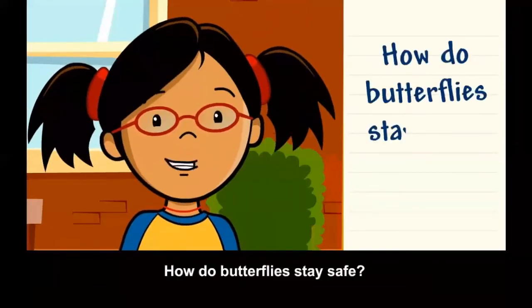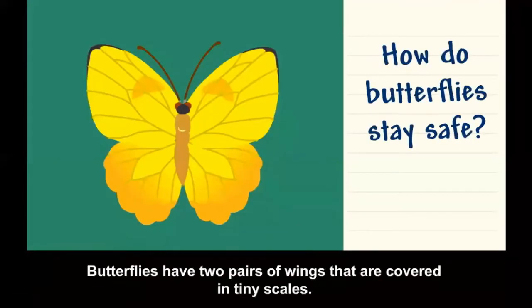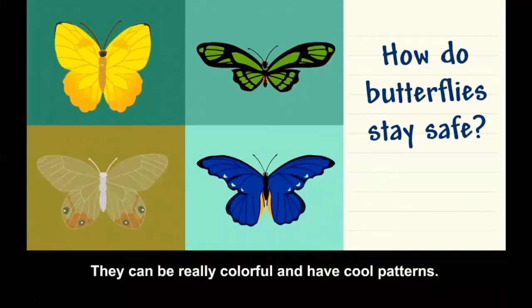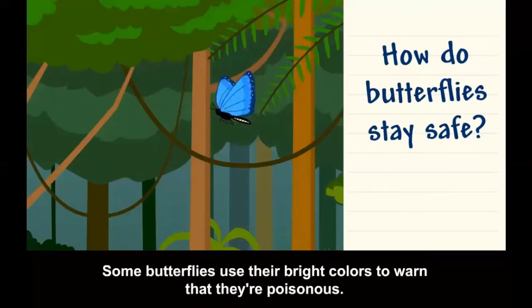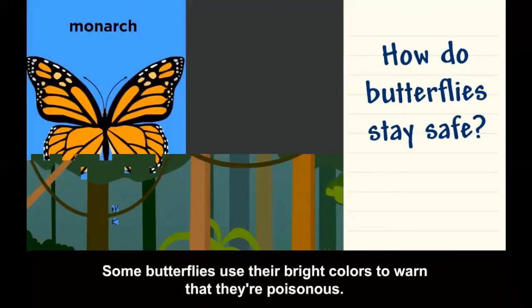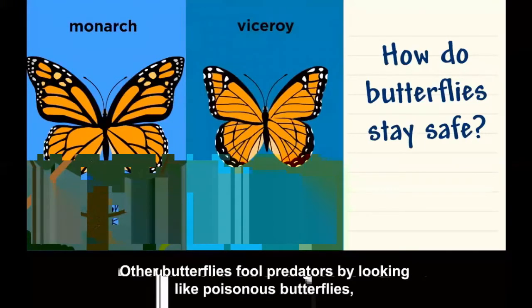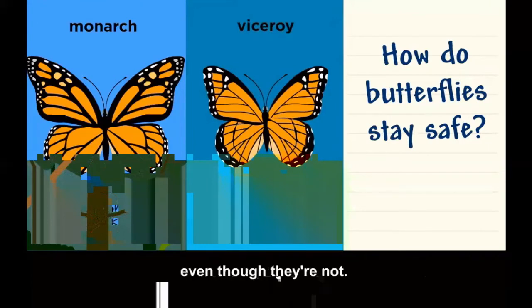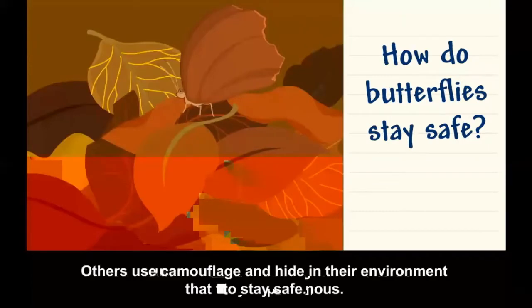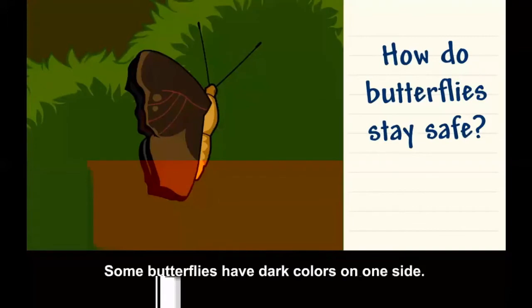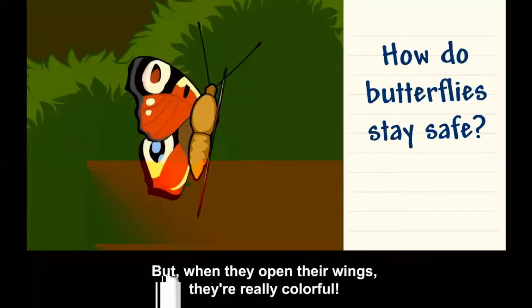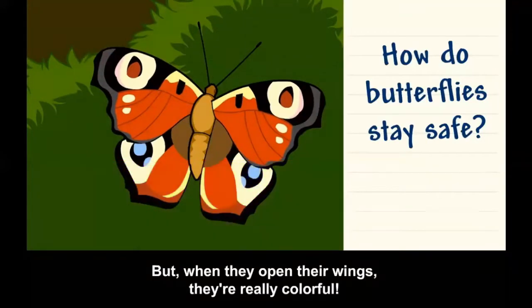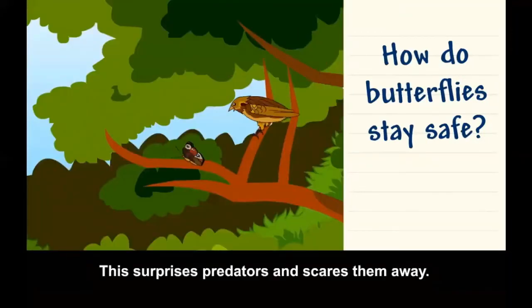How do butterflies stay safe? Butterflies have two pairs of wings that are covered in tiny scales. They can be really colorful and have cool patterns. Some butterflies use their bright colors to warn that they're poisonous. Other butterflies fool predators by looking like poisonous butterflies, even though they're not. Others use camouflage and hide in their environment to stay safe. Some butterflies have dark colors on one side. But when they open their wings, they're really colorful. This surprises predators and scares them away.